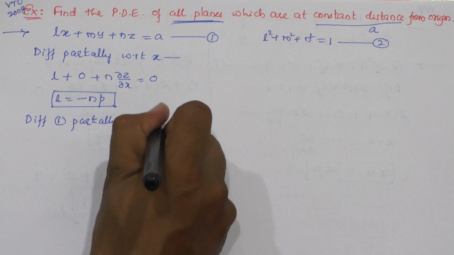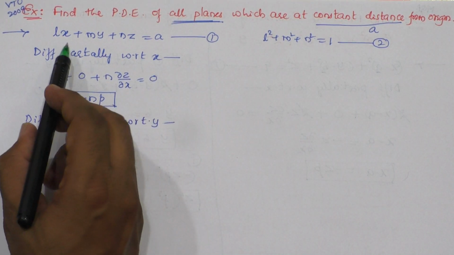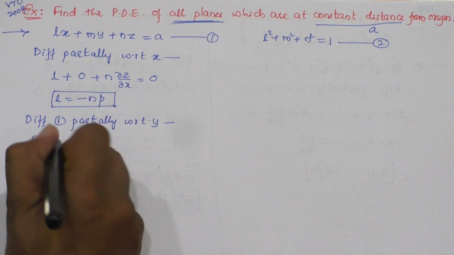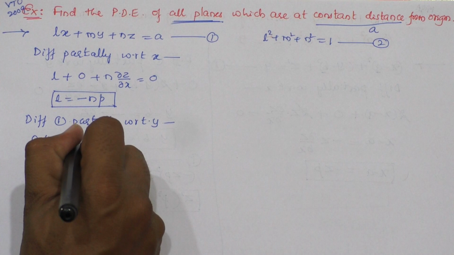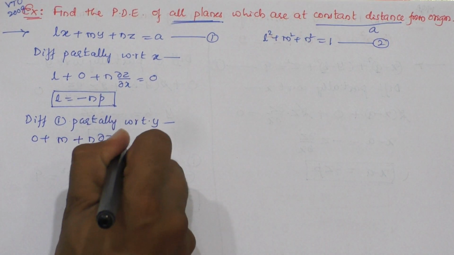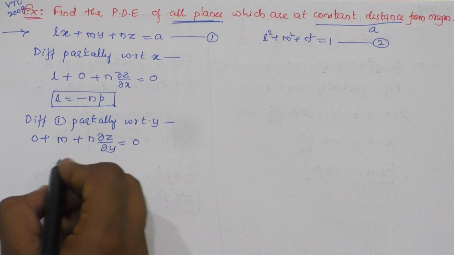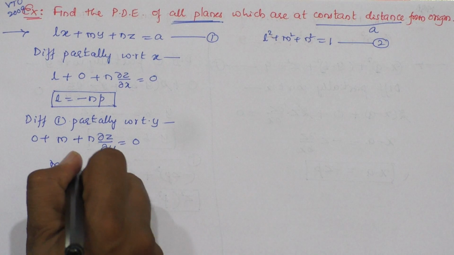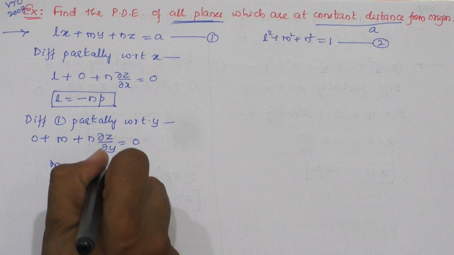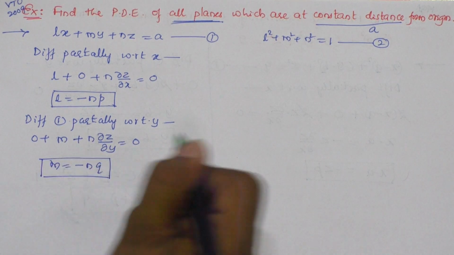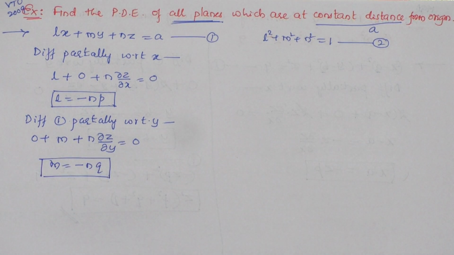In the same way, differentiate 1 partially with respect to y. Lx is constant, derivative 0. My differentiation gives m, plus Nz, n into dou z by dou y, equal to 0. So m equals minus n times q, since dou z by dou y is q. So this is what we got, m equals minus nq.